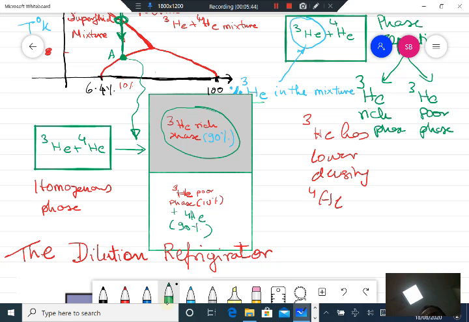For example, the liquid consists of 10% helium-3 and the remaining 90% is helium-4, and above it lies a liquid which is the remaining helium-3 that has come out and collected as a liquid. It's a pure helium-3 rich phase sitting on top of this helium-3 poor phase. As helium-3 has much lower density compared to helium-4, this rich phase floats as a liquid on top of the helium-3 poor phase.